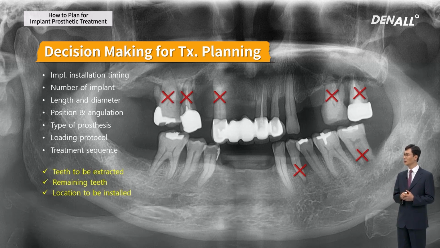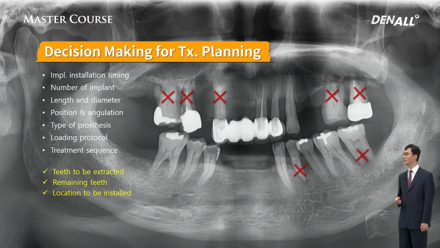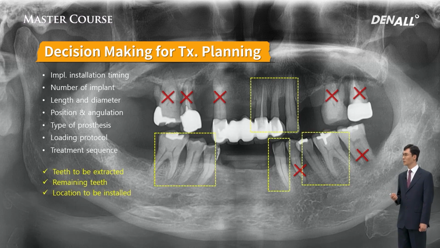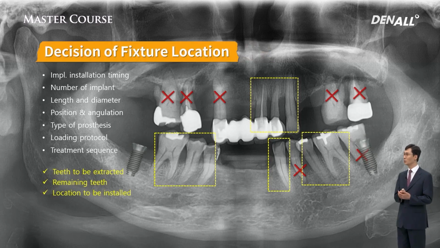In the upper, there were not that many teeth that I could save. You can see here in a panoramic view which teeth need to be removed. These teeth can be saved. After that, you can see the strategic position where implants are to be placed.